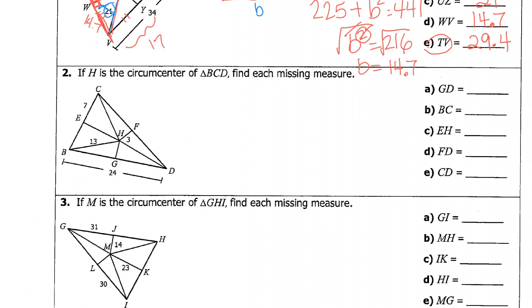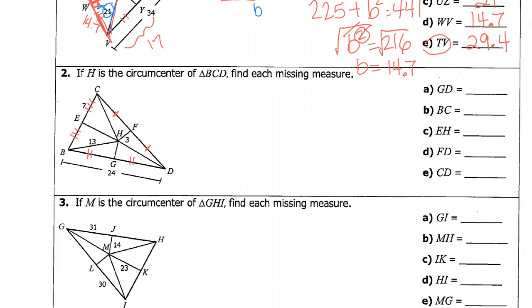All right, for number 2, we also have a circumcenter. So the first thing I need to do is find the length from G to D. Well, the length from G to D is half of 24. So from G to D, it's 12. The length from B to C, I just double the 7. Then I have the length from E to H.